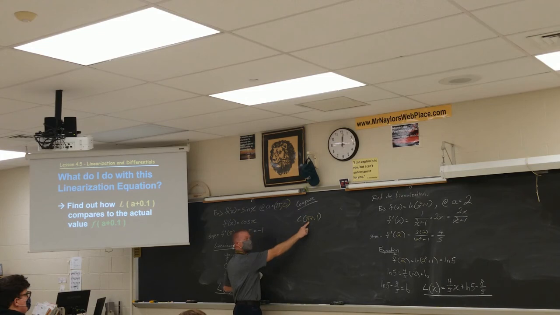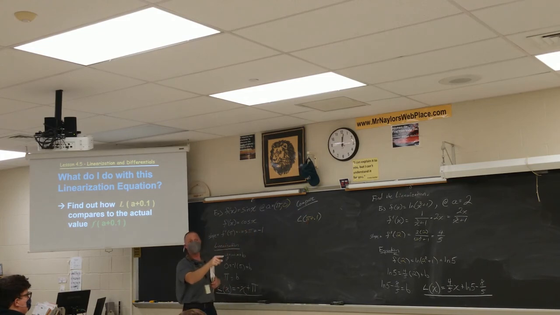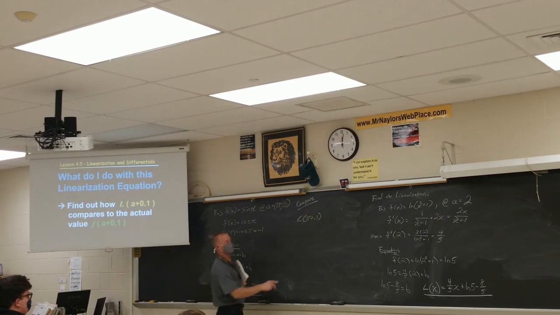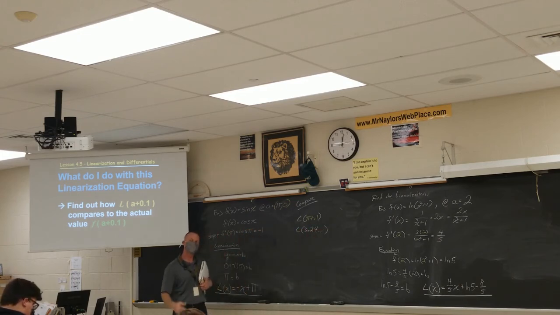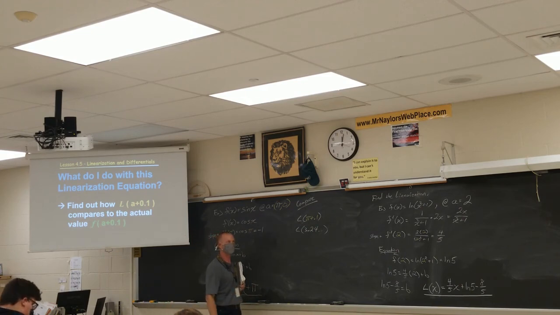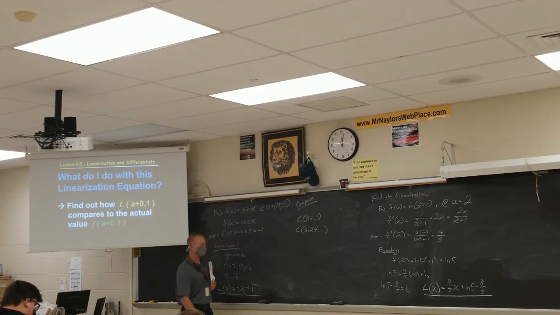So how'd you do? Did you realize that it's not 2.1? Sometimes I see 2.1. It's not 2.1. It's pi plus 0.1. You can use the pi symbol, but really you're plugging in now not 3.14, but 3.24. You're plugging that into the little L of x equation.